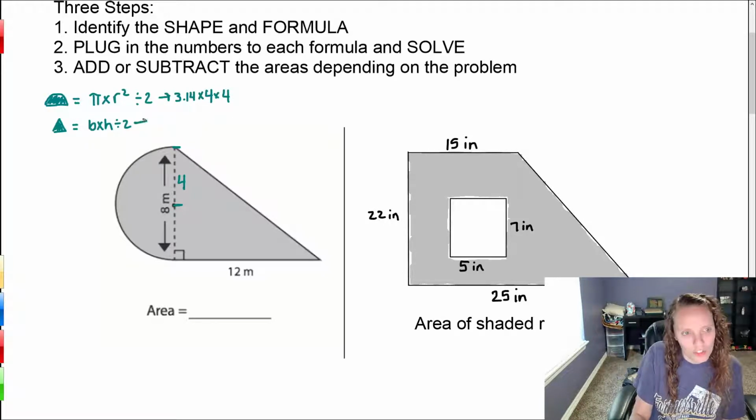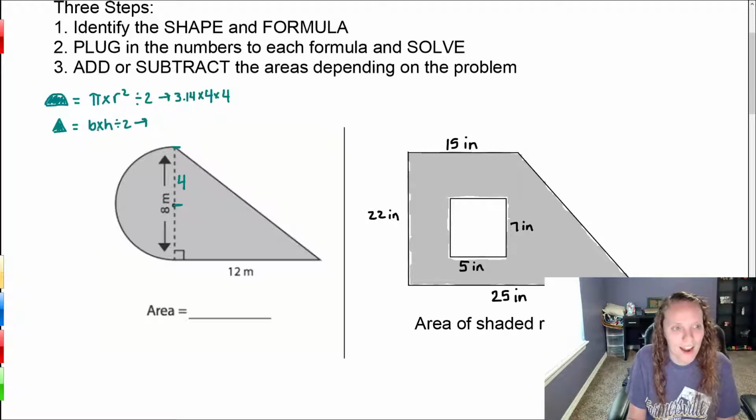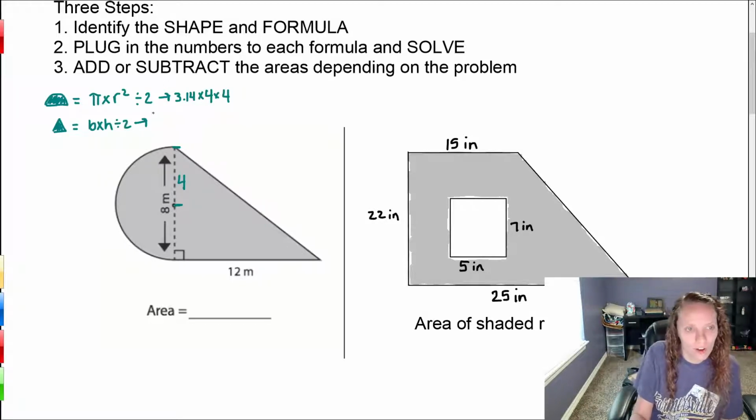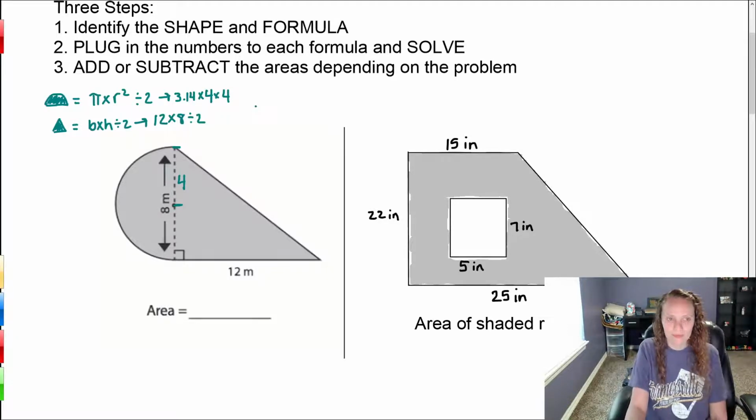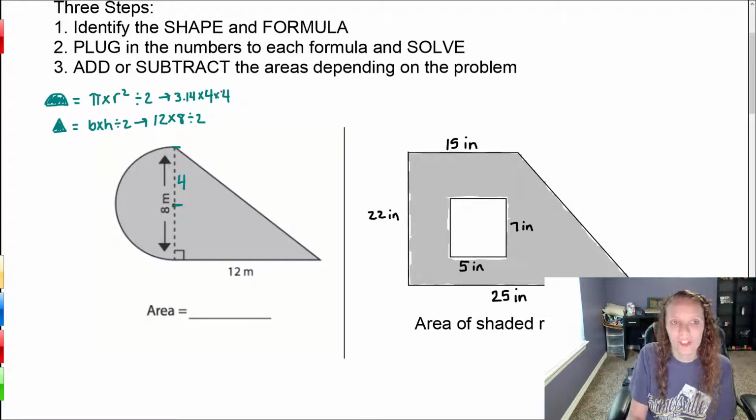Now for the triangle, we need to know the base and the height and then divide it by 2. Well, the base length is this 12, so it's 12 long, times a height of 8, so we are going to use the 8 on this one, because that's how tall the triangle is, and then take that answer and divide it by 2. So now that we know what we're going to do for each one, let's go ahead and solve.